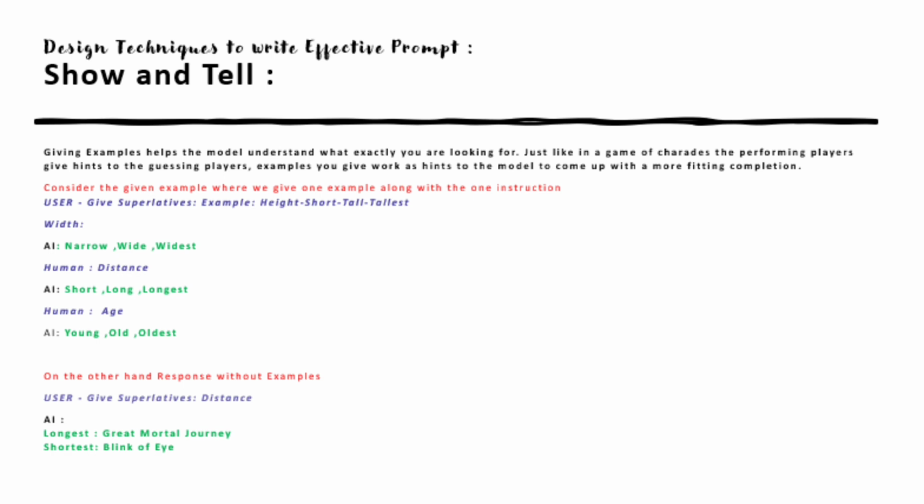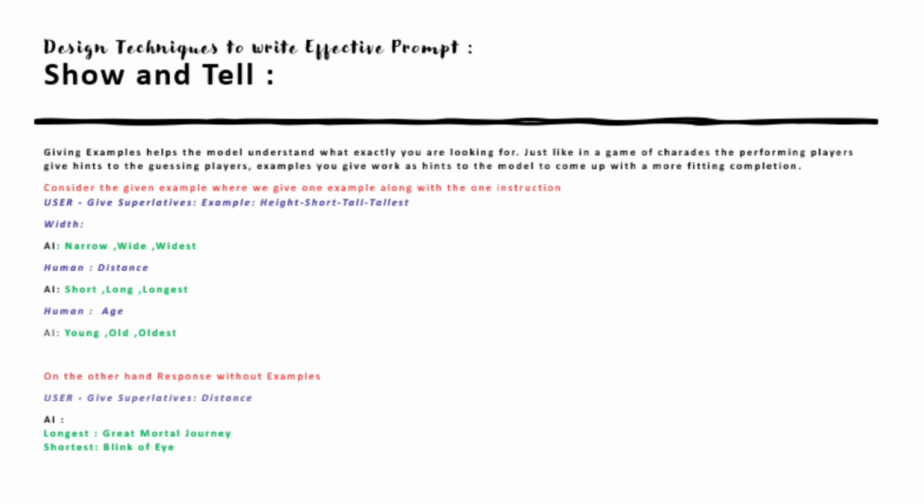If you want to achieve the same thing without giving an example, like "give superlatives about distance", so what are the superlatives about distance? It will give you something like longest and shortest. For example, a great mortal journey is the longest distance and the shortest will be the blink of an eye. The AI will not understand that you are asking for superlatives in the pattern you wanted. So this is one-shot, with one example you are providing. This is what we call the show and tell design technique.